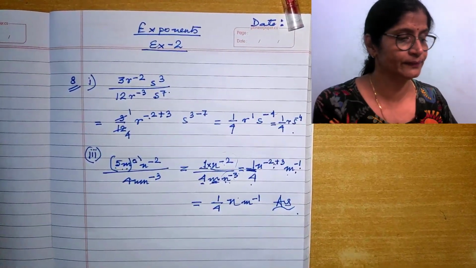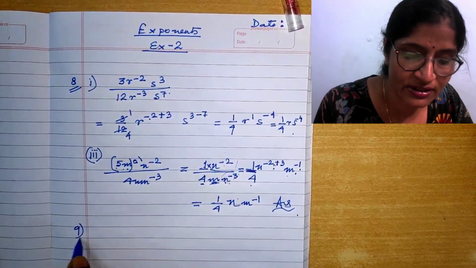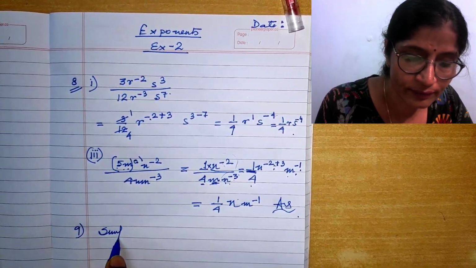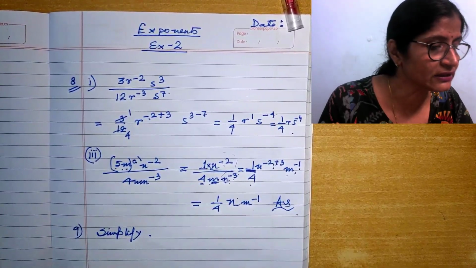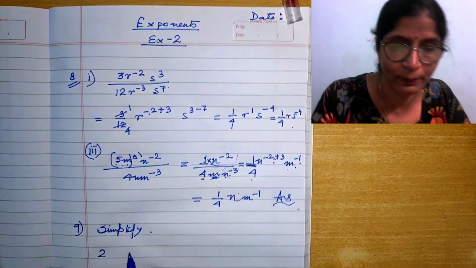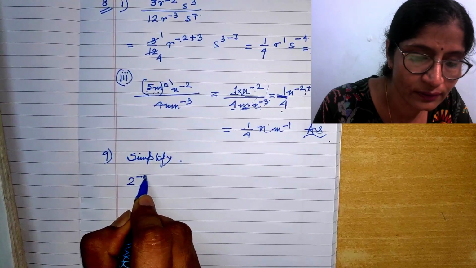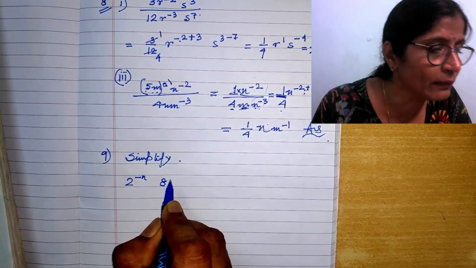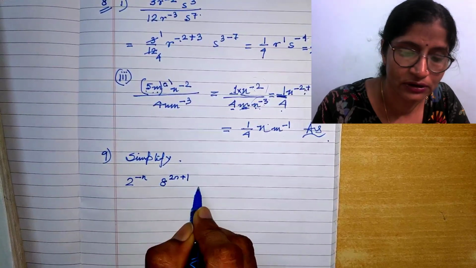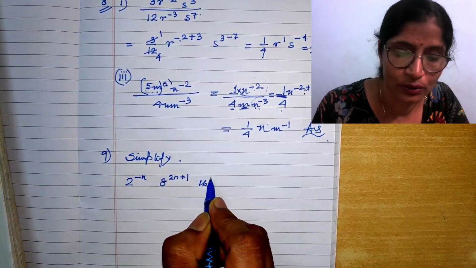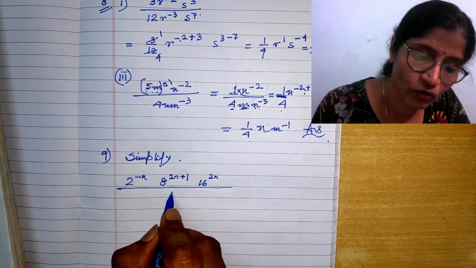Next is the 9 number sum. It is given, just simplify. The sum is that 2 to the power minus n, 8 to the power 2n plus 1, 16 to the power 2n divided by 4 to the power 3n.